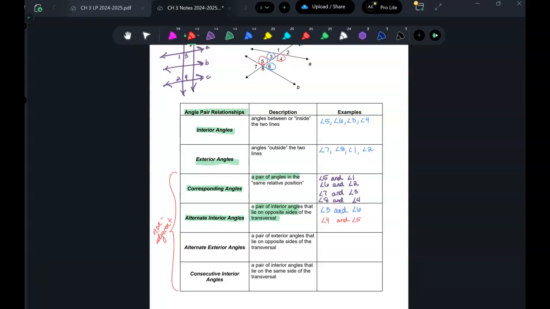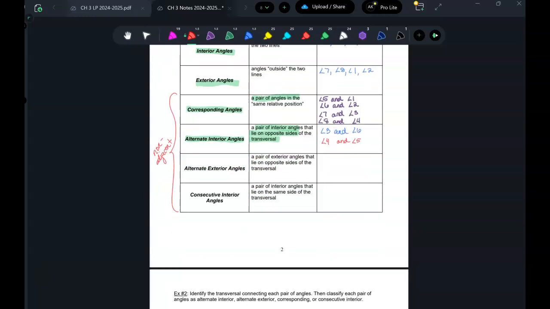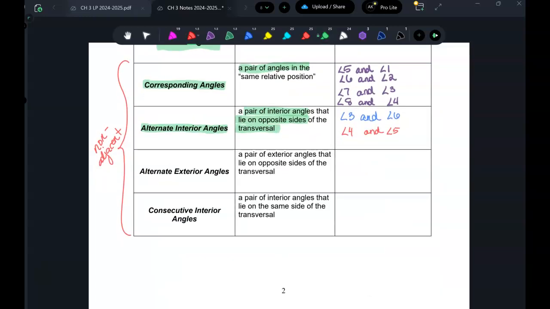Linear pair is something that we've learned previously. Wouldn't they also be supplementary angles? They would. So why did you decide that they were a linear pair before you decided they were supplementary? Because a linear pair tells me what they look like. Supplementary angles do not have to be adjacent, they can be separate, right?